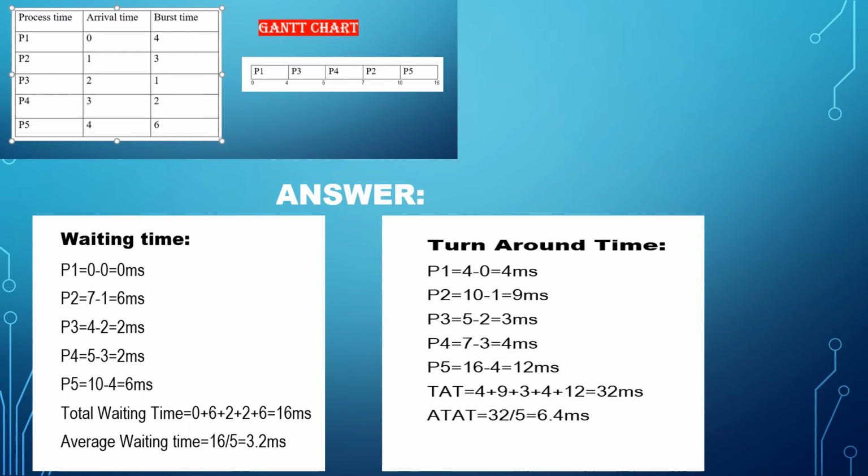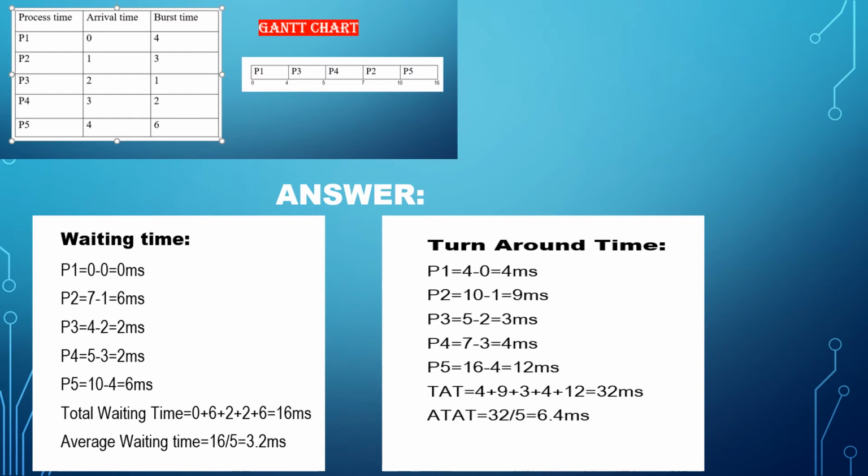Next we'll see turnaround time. What is the turnaround time? For the process P1, the turnaround time is 4 because it's completed in 4 milliseconds. So 4 minus 0 is 4 milliseconds. Next we'll see for P2. P2's completion time is 10 milliseconds and its arrival time is 1 millisecond. So 10 minus 1 is 9 milliseconds.